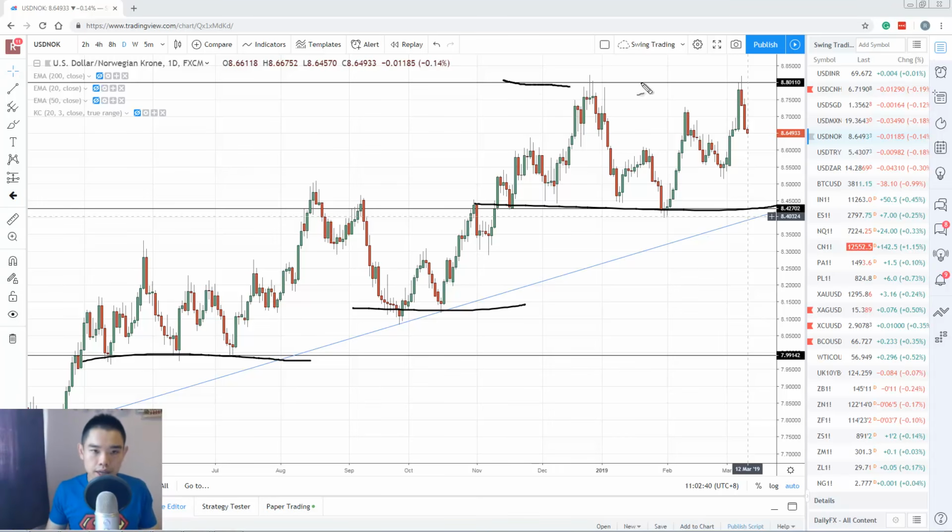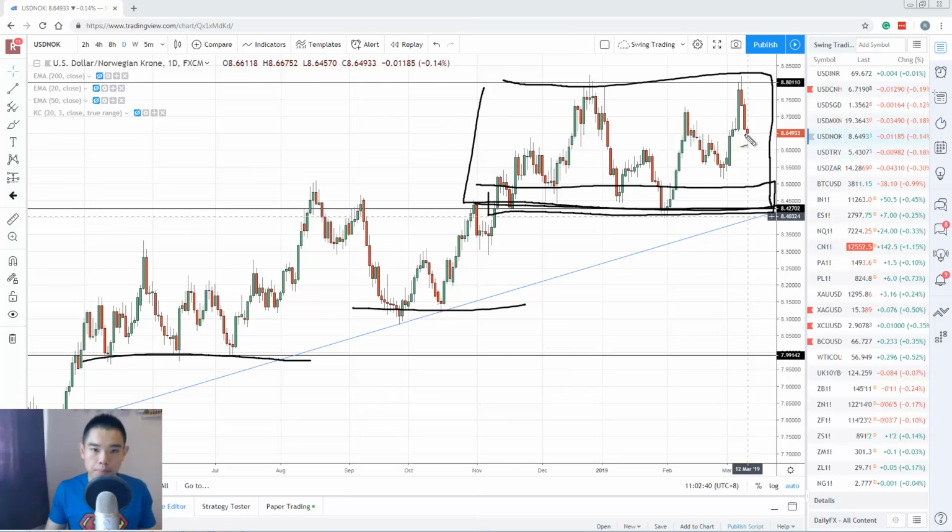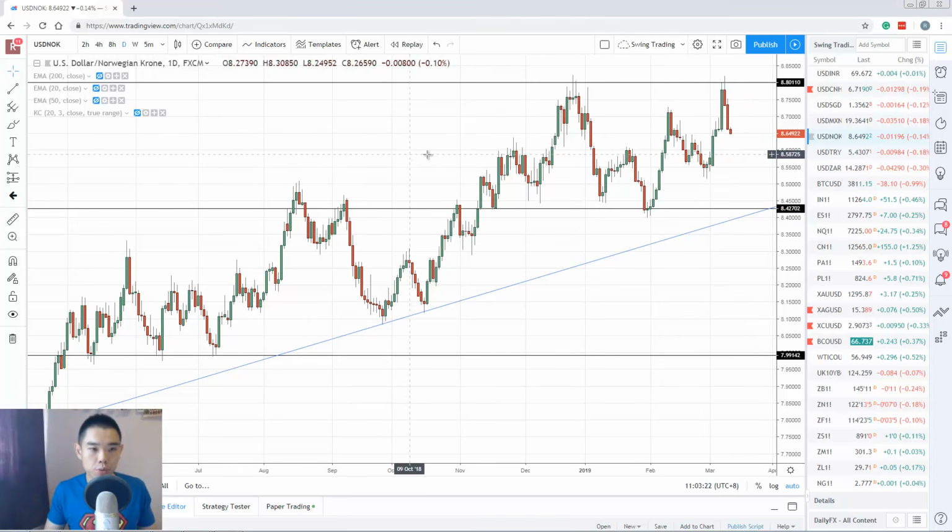So now I look at this and I can see that, hey, this over here might be a potential distribution stage. Where is the last line of defense? It will be over here, this level. Because if the price were to break below this level, this last line of defense, this could be the start of a new downtrend, right? The start of a declining stage. And I want to be a seller. And until that happens, right, I will remain a buyer looking for buying opportunities. Okay, so this is dollar against the Norwegian kroner.